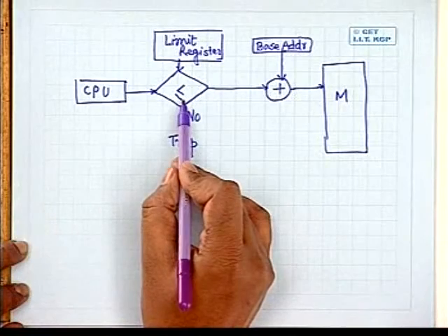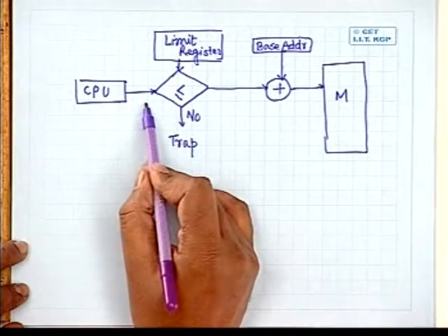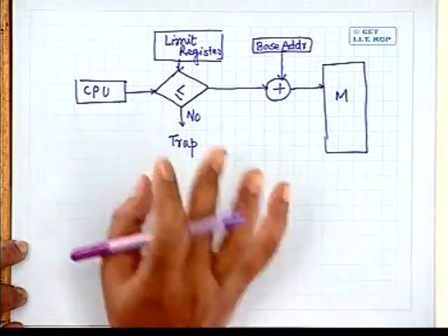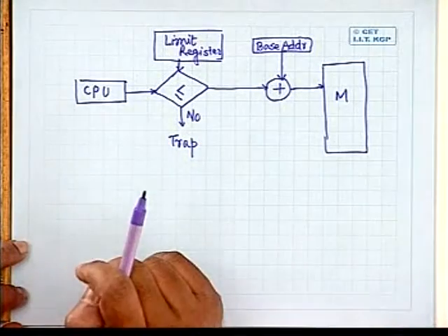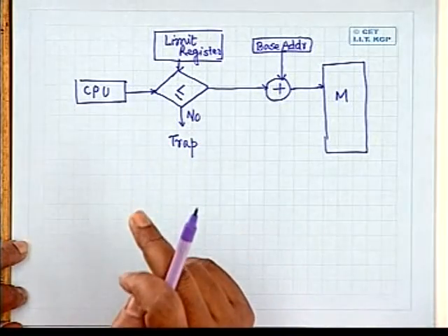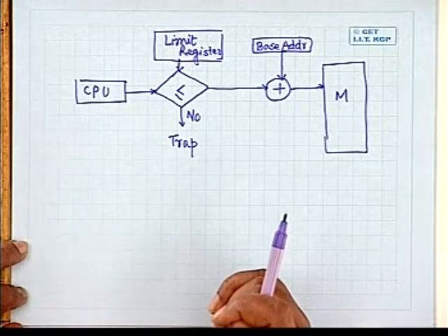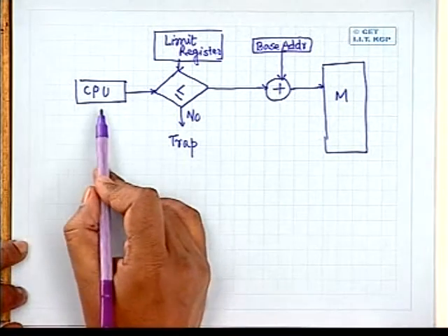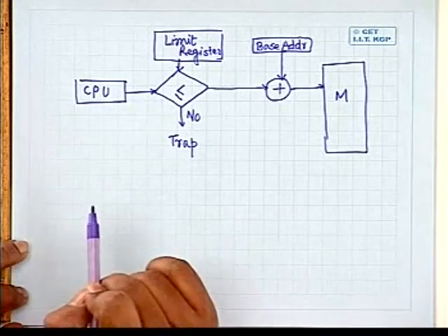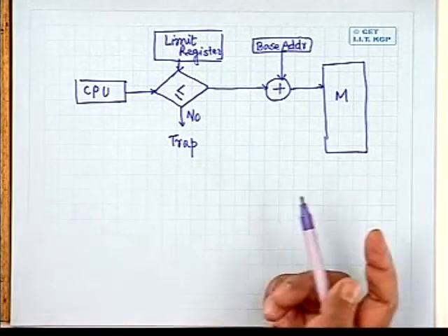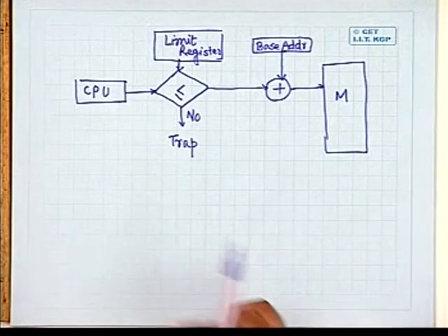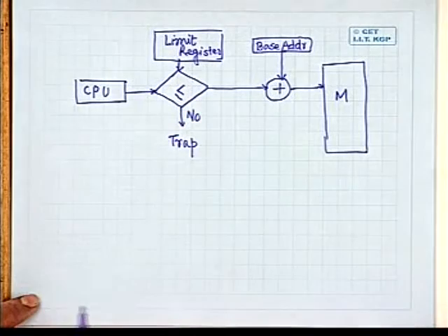So that address is compared with the limit register content, and that is quite logical, because whenever the compiler compiles a particular program, it assumes that the logical address starts from location 0. So any address generated by the CPU while executing a particular program can be 0 or more. The maximum address that can be generated is the limit register content.